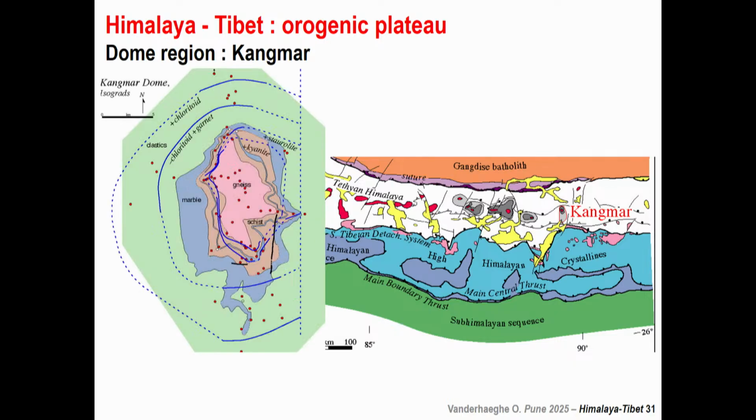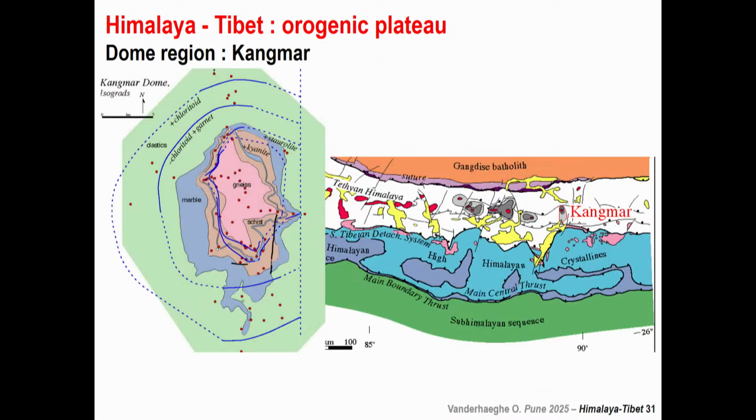Same thing: gneisses in the core, metasediments in the rim, and isograds that are concentric, with high temperature in the middle, lower temperature on the side, and it's fairly mid-pressure, not high pressure. Okay, that's for the dome region.